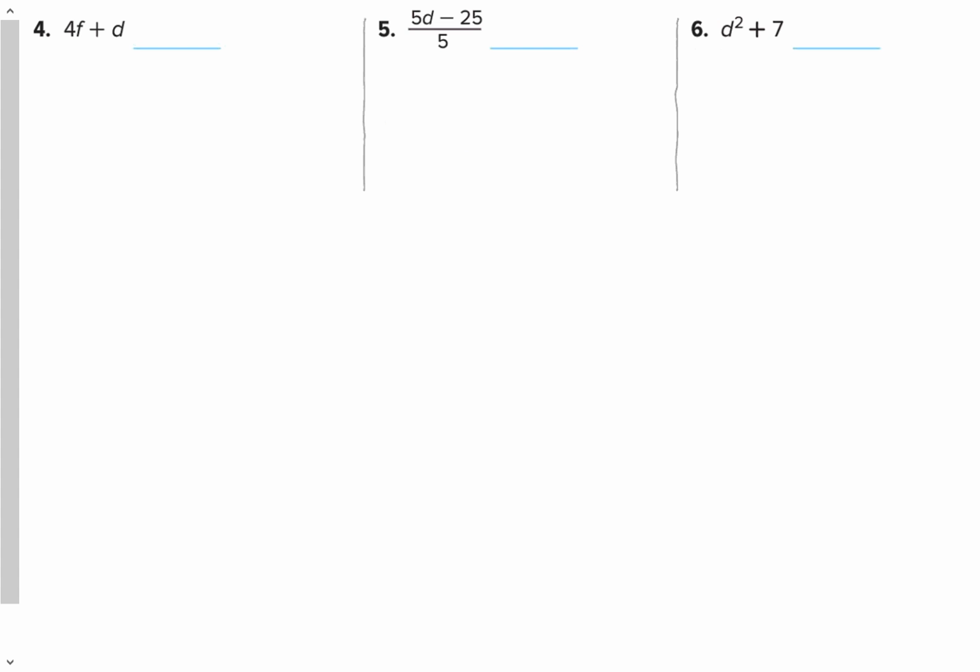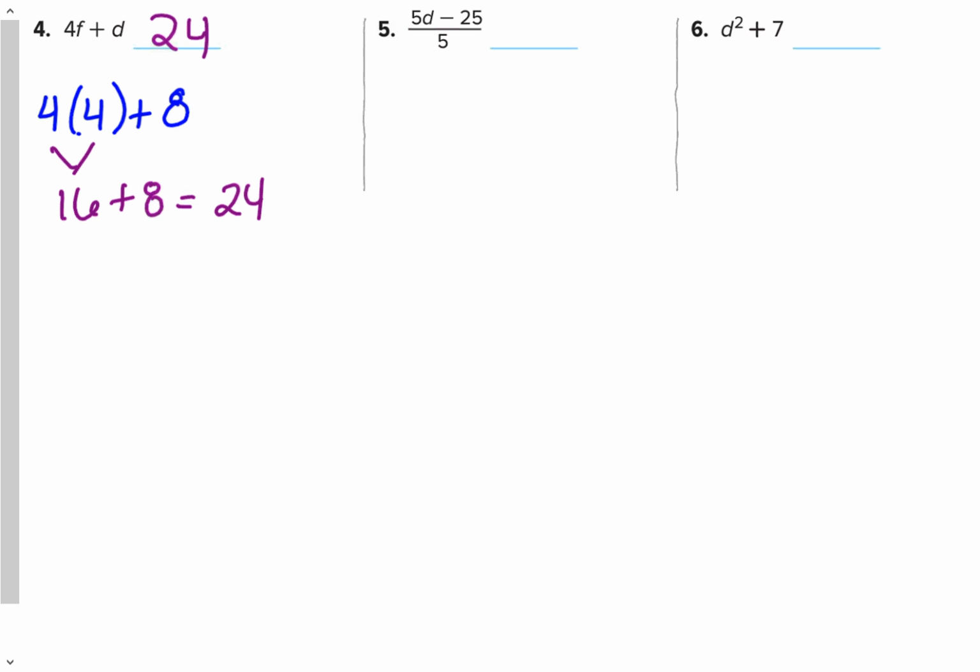All right. Next, 4F plus D. So 4 times 4 plus 8. Let's go and do the multiplication first. So that equals 16 plus 8, and that equals 24.